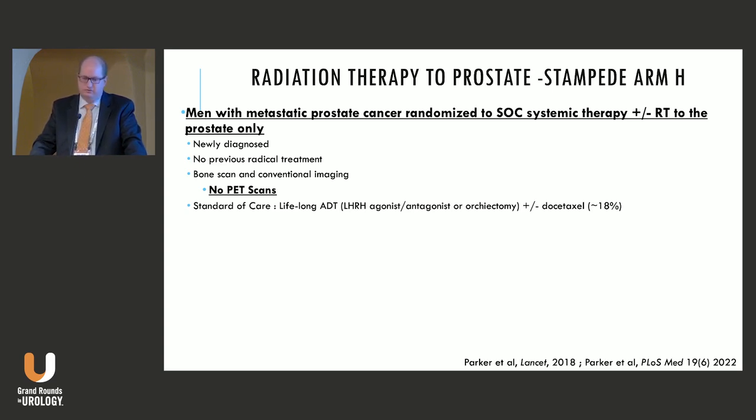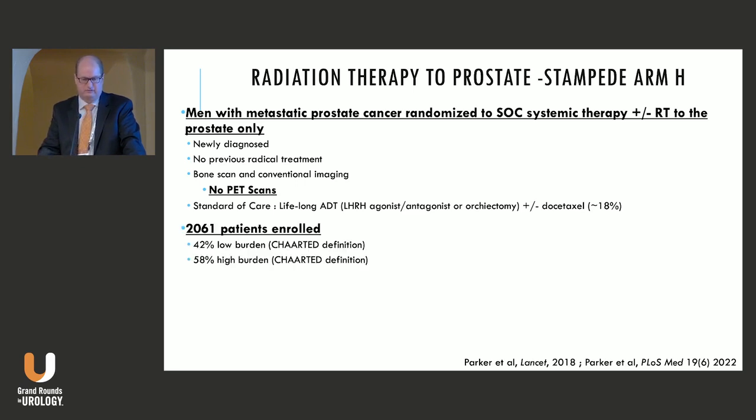All of these patients were newly diagnosed. None of them had previous radical treatment. And it only consisted of bone scan and conventional imaging, because this predated the use of PET scans. The standard of care was lifelong hormonal therapy, either castration or LHRH agonist. And during the running of this trial, docetaxel had demonstrated an advantage. So docetaxel was allowed, and about 20% of the patients got docetaxel.